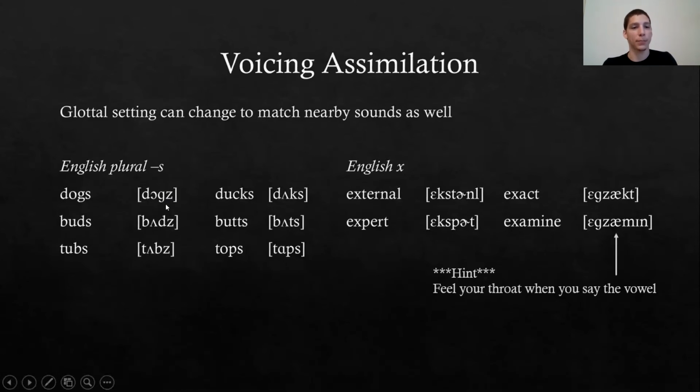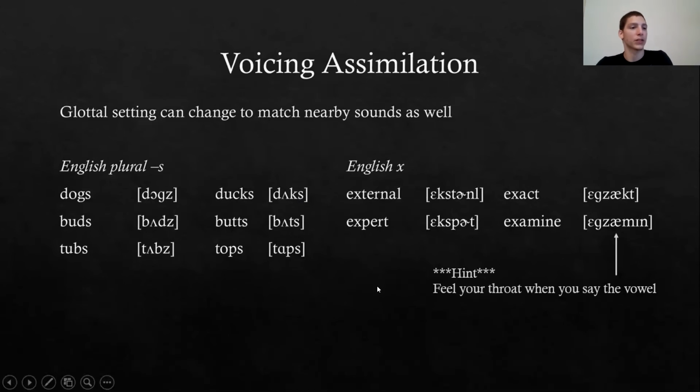And the reason that this change happens is because the sound before the plural S is voiced. So instead of changing the glottal feature to go from voiced to voiceless, we just make it voiced the whole way through. So "dogs," because G is voiced, "buds," because D is voiced, and "tubs," because the B is voiced. But in contrast to that, we have "ducks." The S is voiceless because K is voiceless, "butts," because T is voiceless, and "tops," S is voiceless because P is voiceless.